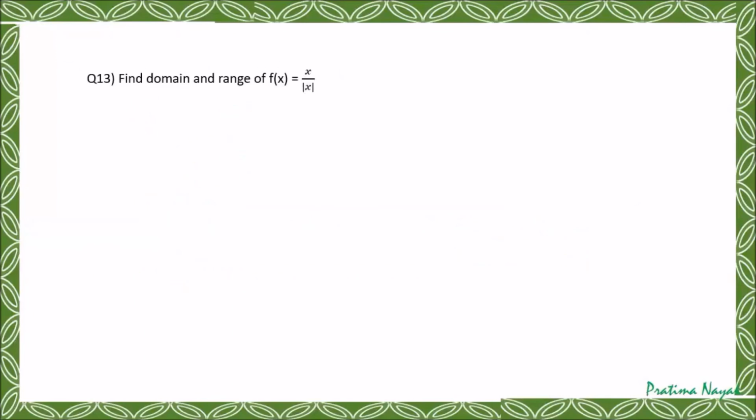Question number 13. Find the domain and range of x by mod x. Mod x is defined as x when x is positive and negative x when x is negative. So in the domain, I can put all real numbers. Can I put 0? No. So it will be all real numbers except 0.